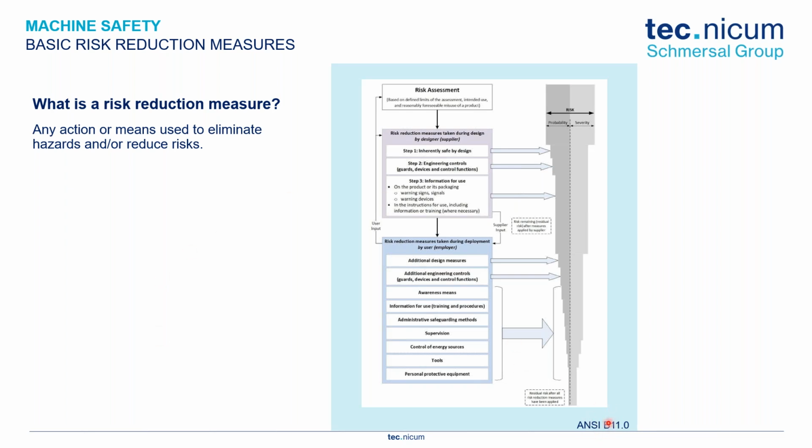This standard itself, ANSI B11.0, is intended to be used with other standards, so other type B standards for particular aspects of safety, or other type C standards, which are for a specific type of machine, for example. So this is a general standard, but it gives us the definition. And the definition of a risk reduction measure is any action or means used to eliminate hazards and or reduce risks.